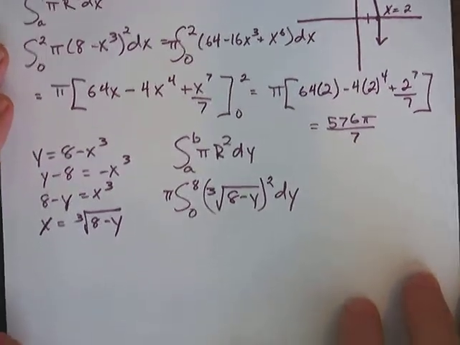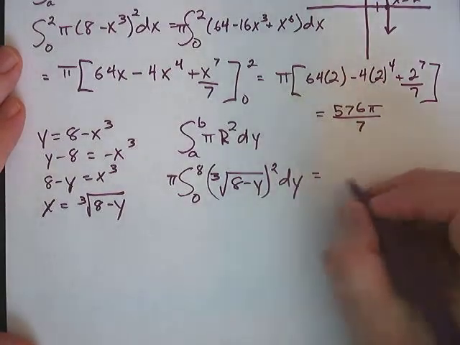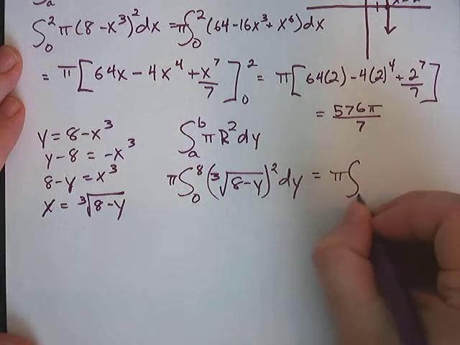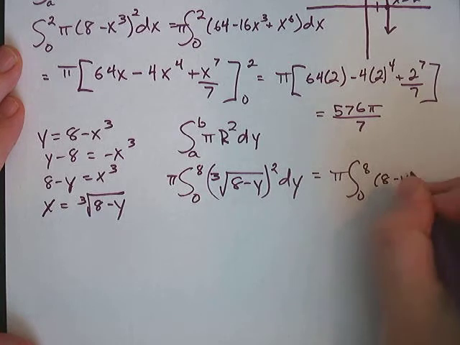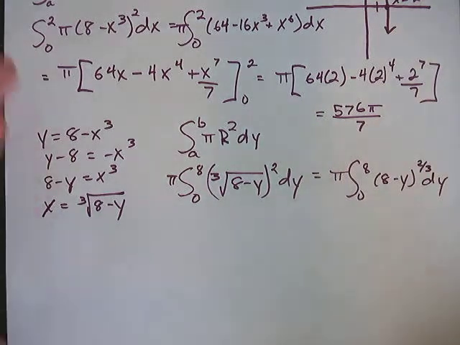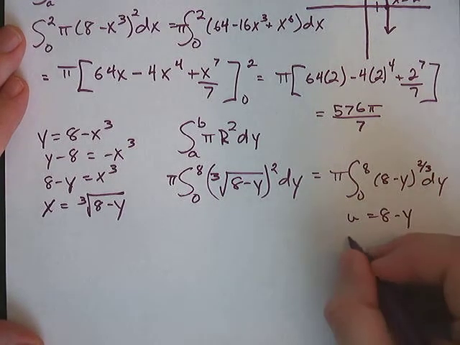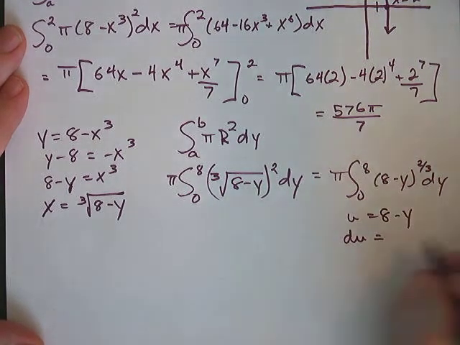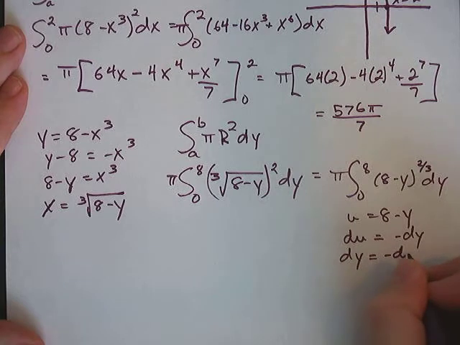We can't do term by term like we did the last one. Let's put it in terms of the 2/3 power. So pi times the integral from 0 to 8 of (8 minus y) to the 2/3 power dy. Okay, so what we're going to do is a quick u substitution. We'll say u is equal to 8 minus y. du is equal to negative dy. So dy is equal to negative du.